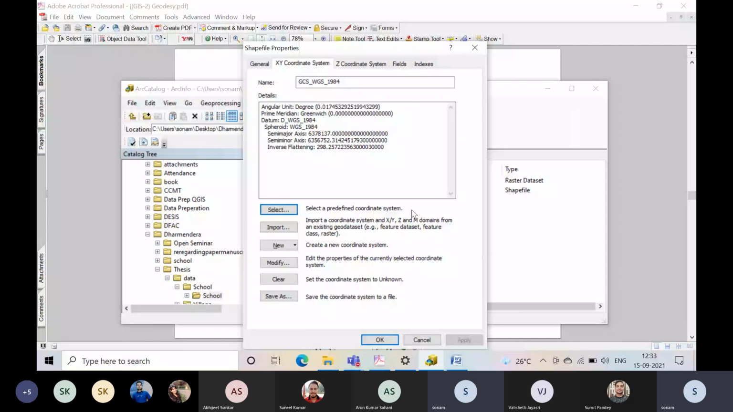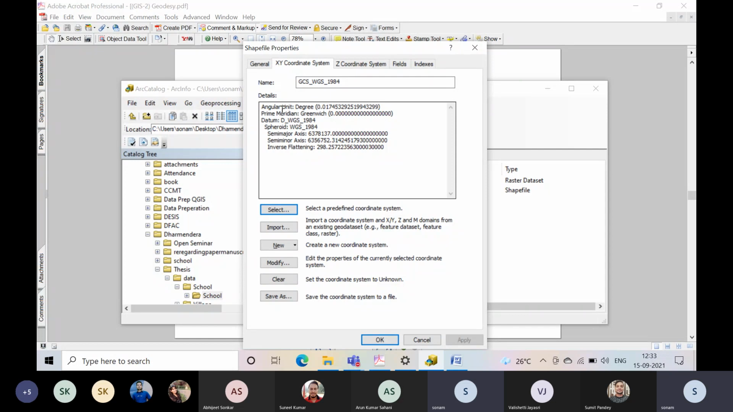So I have just opened the ArcGIS software, the Arc Catalog component of that one. On the screen right now, you can see I have opened the XY coordinate system of the shapefile. Okay. The screen is visible to everyone? Yes, sir. Yes, ma'am. Okay. So here you can see the XY coordinate system, where the horizontal datum is given, and you can see the name is GCS WGS 1984. Okay. Geographic coordinate system, World Geodetic System 1984.